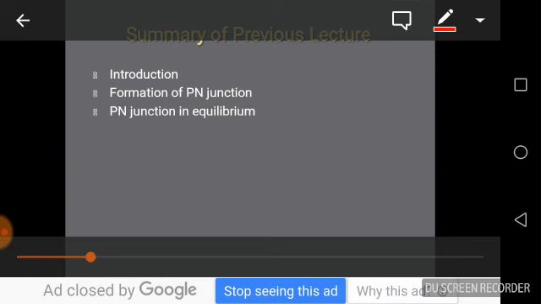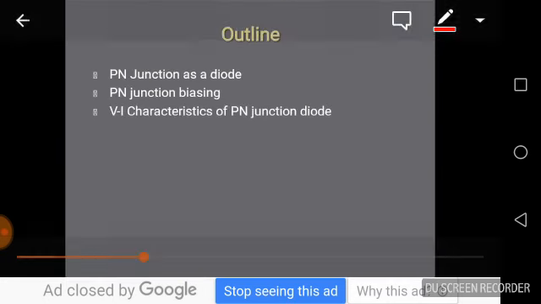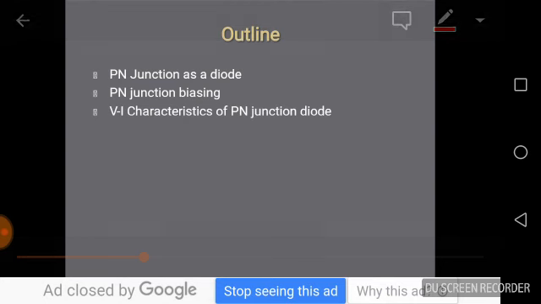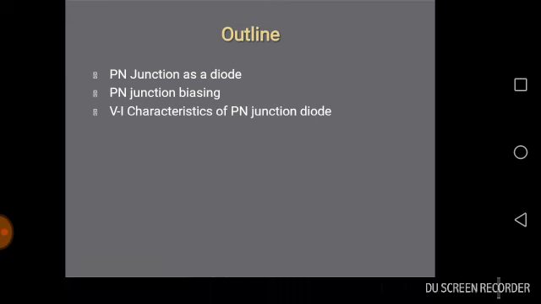Now let us see what is meant by this term diode. This term diode is derived from Greek, where di means two and ode means node or terminals. So basically, diode means a two terminal device.